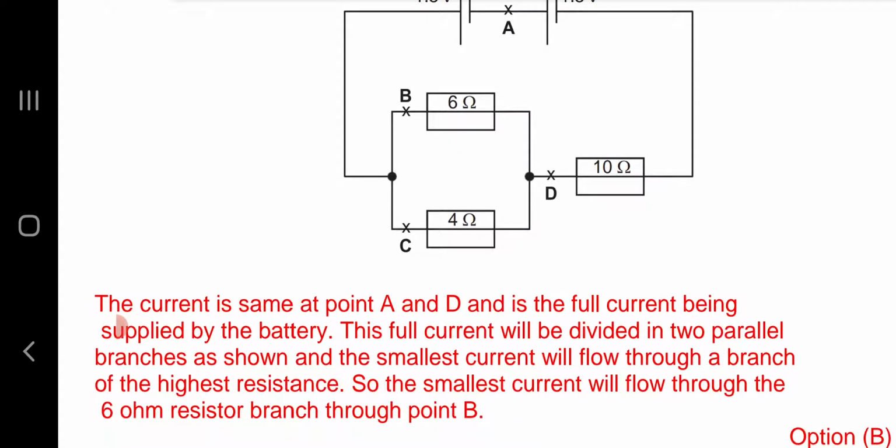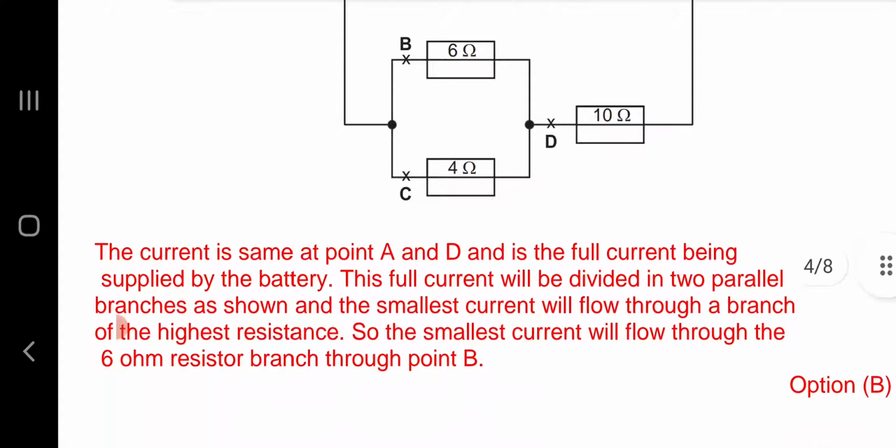The current is same at point A and D and is the full current being supplied by the battery. This full current will be divided into two parallel branches as shown, and the smallest current will flow through a branch of the highest resistance. So the smallest current will flow through the 6 ohm resistor branch, and that branch is accessible through point B. So point B is the correct option.